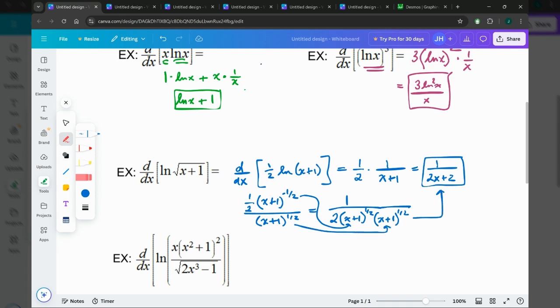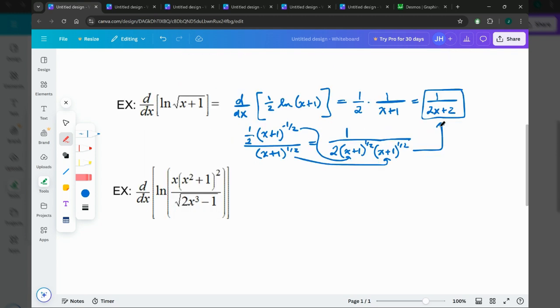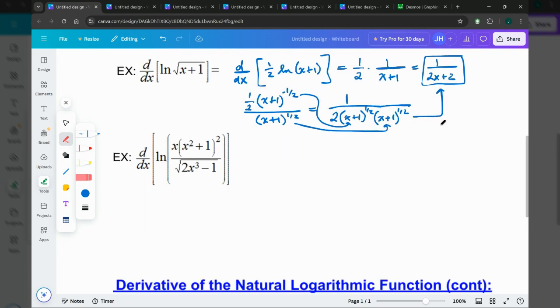But it seems like a lot more work. It still works. It's just you're going to do a lot more work. It's going to be a little more complicated. So when you see a problem like this, you're thinking, oh my goodness, x times the parentheses, that's a product rule. I got power rules. I got a quotient rule because there's division. I got chain rules on the bottom and the top. I don't want to do this.